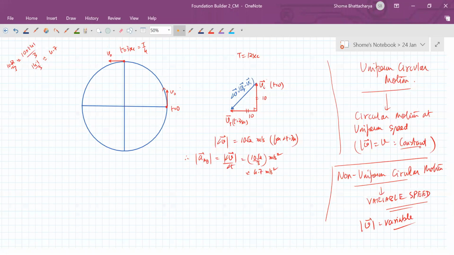So if somebody asks you, can we have circular motion at constant velocity? The answer is no, because obviously constant velocity means the direction of velocity should not change, and that cannot be a circular path. In a circular path, the direction of velocity is constantly changing. But can we have circular motion at uniform speed? Yes, the answer is we can, and that's called uniform circular motion.